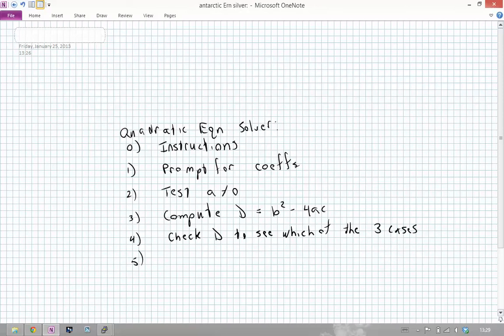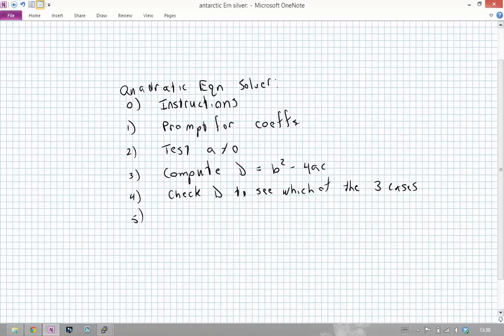Okay, so we check D to see which of the three cases. All right, next. Can we just run the quadratic formula? Sure. So you could then compute the solutions. And I'll put a parenthesis S out there because in some cases there's only one solution, and in other cases there are two solutions. Okay, I've computed the solutions. Now what?